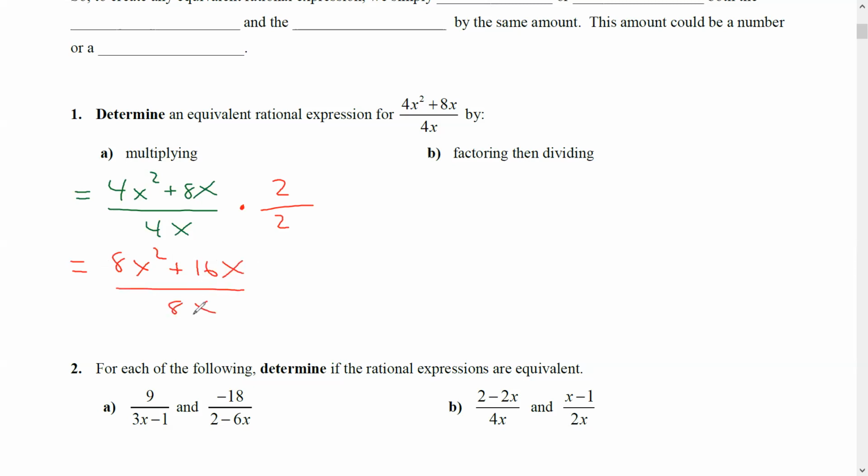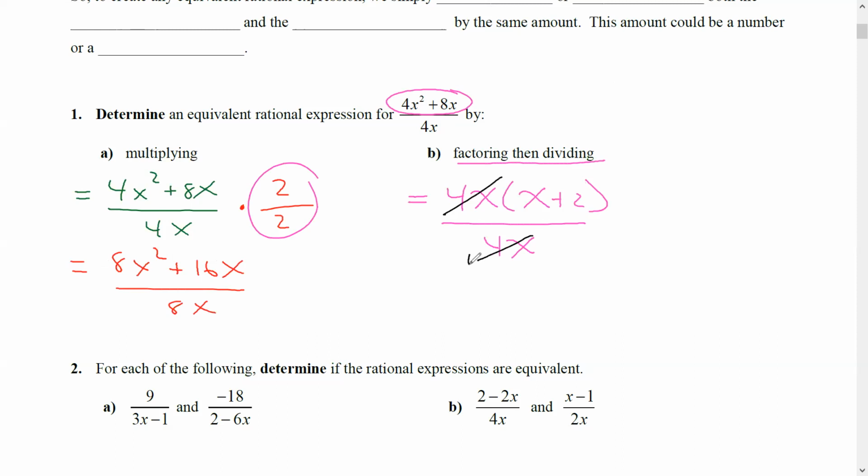Now here, I could have multiplied by an infinite number of things. Agreed? You could have thought of something very different. But now let's look at B. It says, let's factor then divide. Okay, so what I'm going to do is say, hey, what can I factor out? There's a greatest common factor of 4x. And now I can divide. 4x divided by 4x is 1, and I'm left with x plus 2.